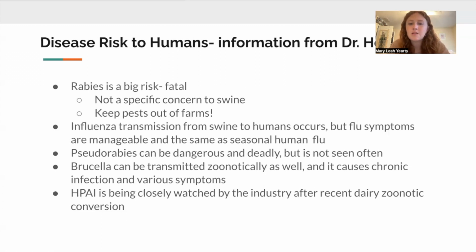And then brucella can be transmitted zoonotically, and so those are all known ones that are really dangerous, but the industry is also closely watching HPAI, highly pathogenic avian influenza, that we know has made a recent zoonotic conversion to the dairy industry and is also affecting humans. So we're keeping a close eye on that to make sure that it doesn't cause an outbreak in the swine industry.